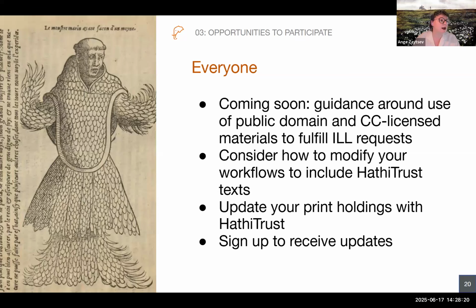before the service rolls out, we will sometime soon publish the guidance around use of the public domain and CC licensed materials to fulfill ILL requests. I don't exactly have a timeline for that yet, but it will come out sometime soon. And then as you plan and start to think about how to take advantage of HathiTrust Resource Sharing, we actually have two challenges for you. The first is to consider how to modify your workflows to include HathiTrust texts in the discovery part of it or in the fulfillment part of it.